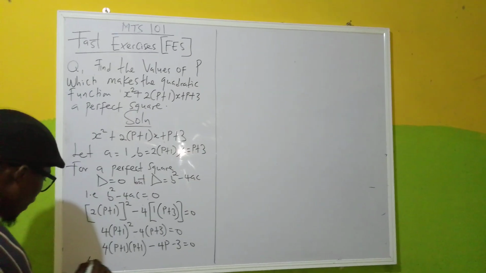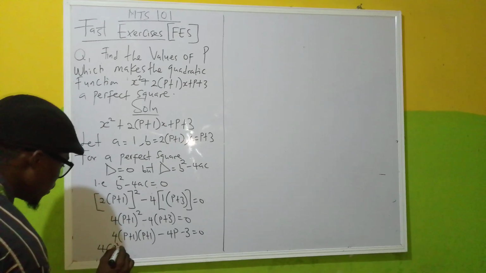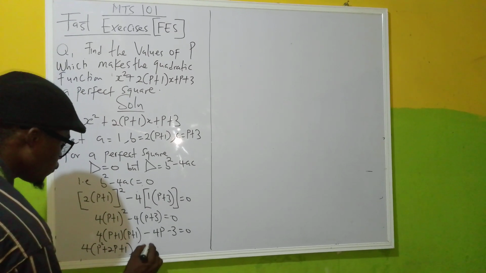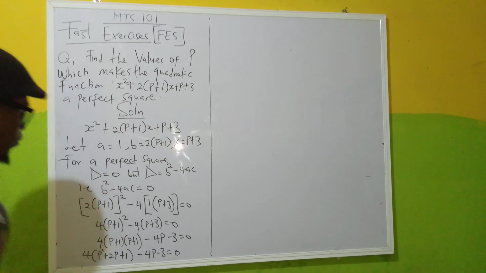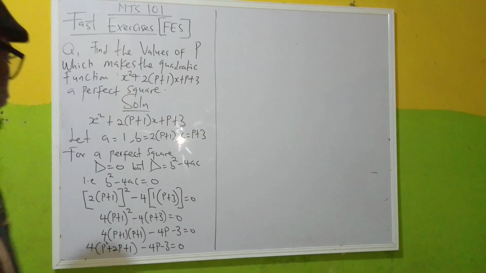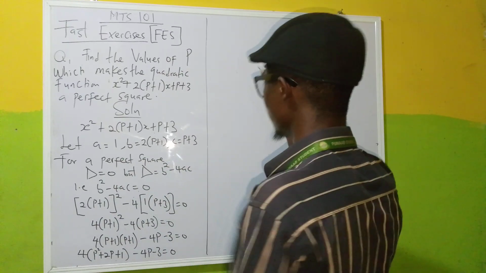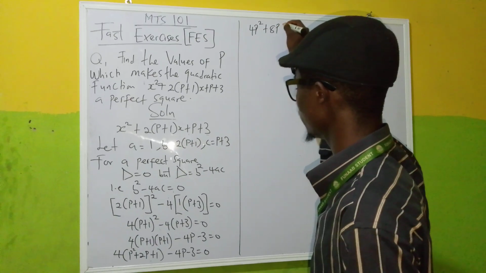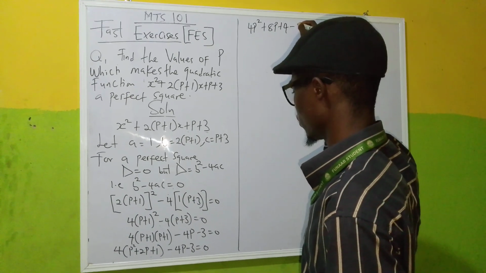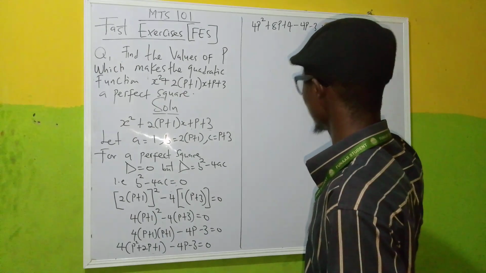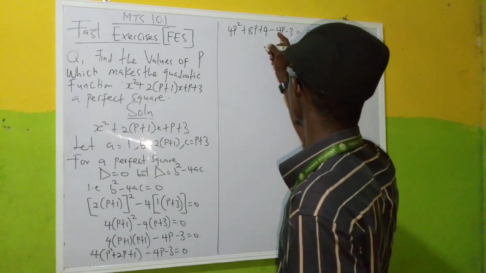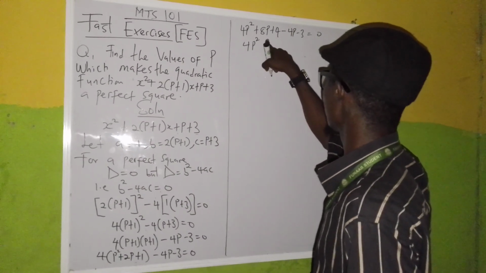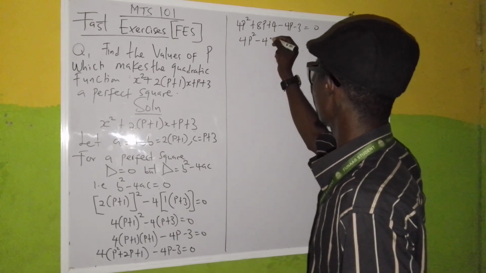So this place we now have 4 into p squared plus what? Plus 2p plus 1. By the time you expand this, minus 4p minus 3 equals to 0. Alright, so we are going to expand this bracket too. So we are going to be having 4p squared plus 8p plus 4 minus 4p minus 3 is equals to 0. Alright, so we have 4p squared. Then this, we subtract this from this, we are having minus what? Minus 4p.